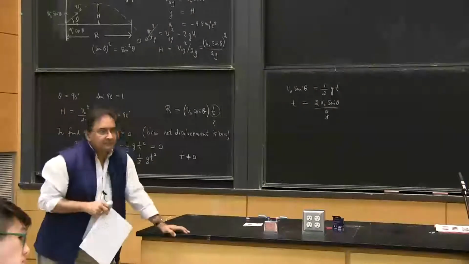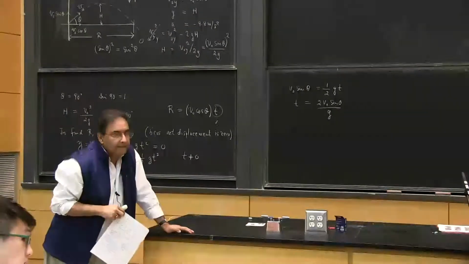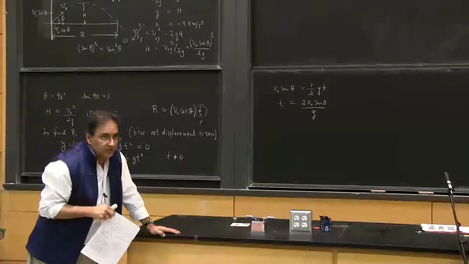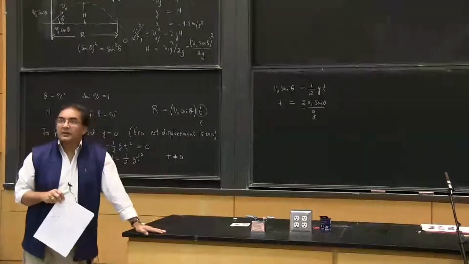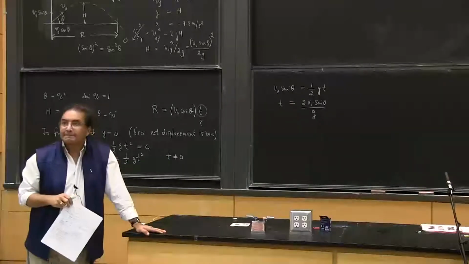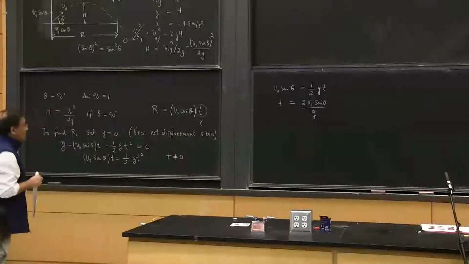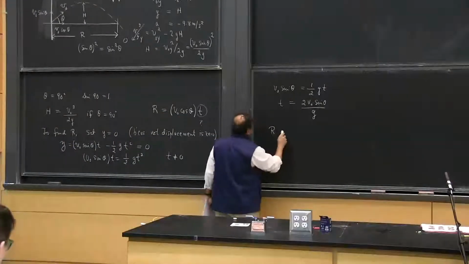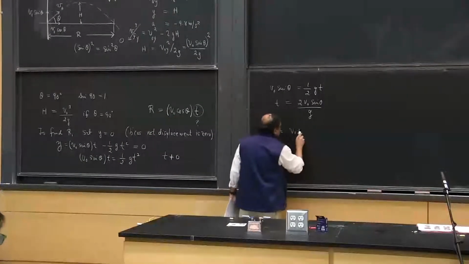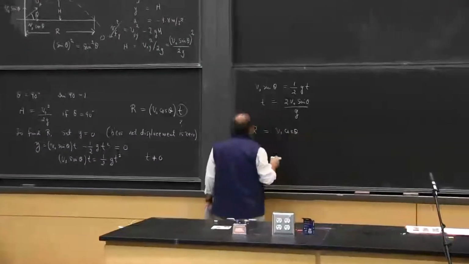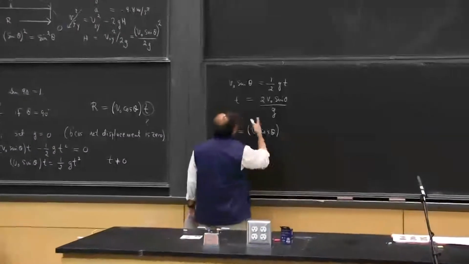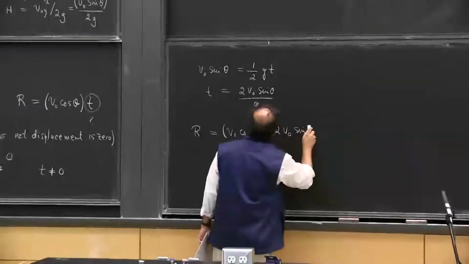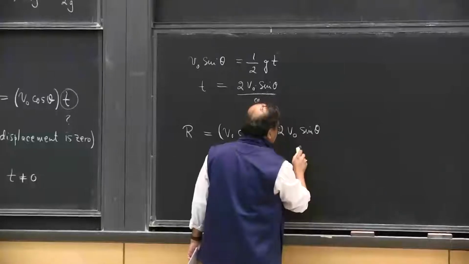So that V0 sine theta, that's the velocity of vertical motion, the starting velocity. Any other question? All right. So if I know t, then I'm in business, right? Because my goal was to find the range. So range is V0 cosine of theta times time, and time is 2V0 sine of theta over g.